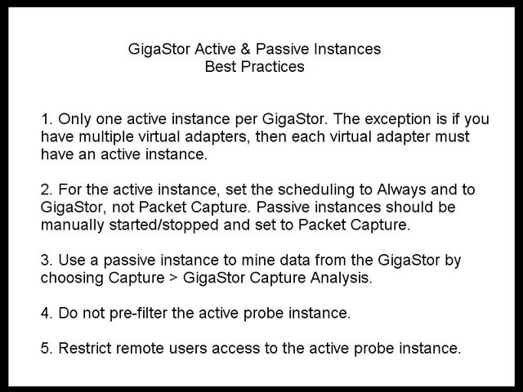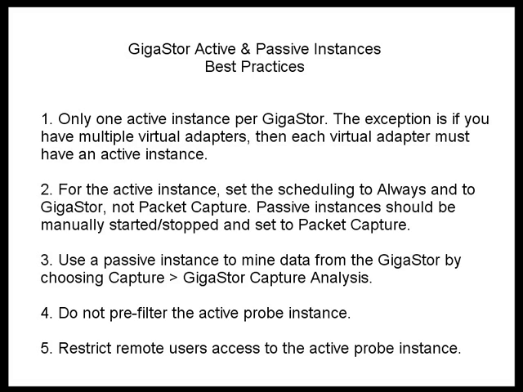Here are some tips about the GigaStor probe instances. Only one active probe instance per GigaStor. If you have more than one virtual adapter, you must have one active instance per virtual adapter. Set scheduling to always for the active probe instance so that it is constantly capturing and writing data, and ensure that you chose the GigaStor option. Use passive probe instances to mine the data that the active probe instance has already written.